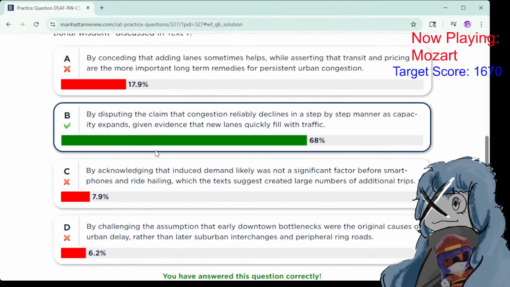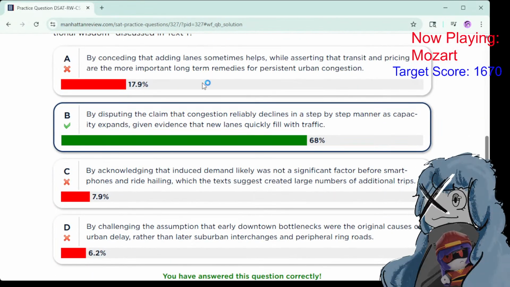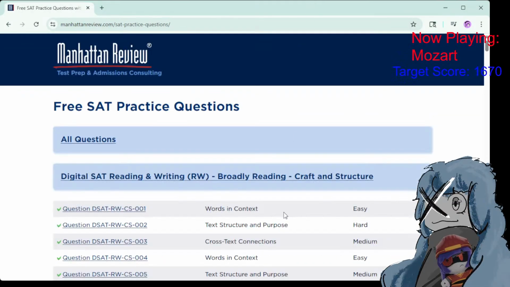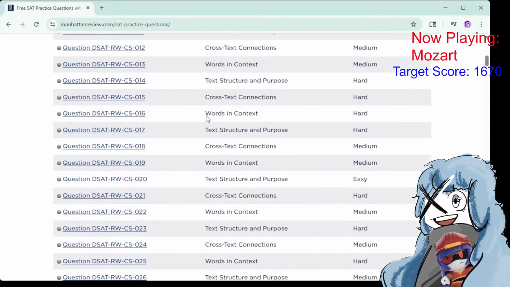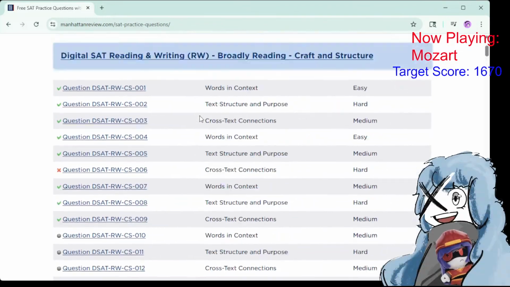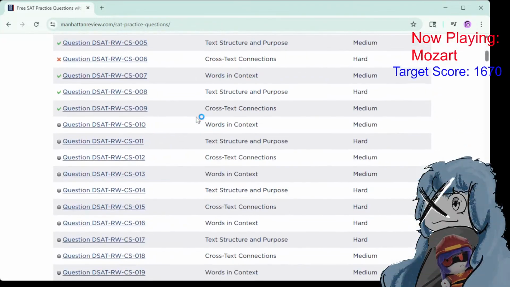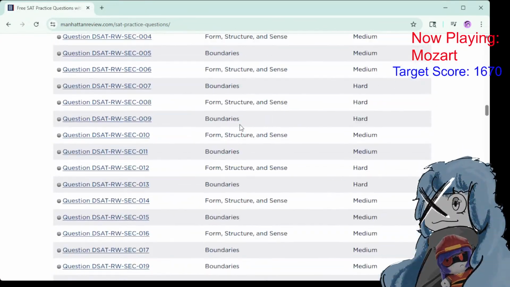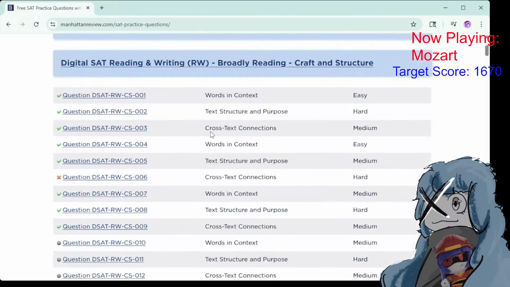Yeah, it's B. Let's see who got this wrong. People picking A, really? Yeah. See, we're a third of the way done, it seems, with the first part. There's 4 more parts.